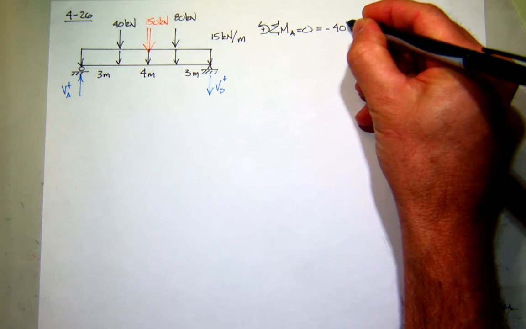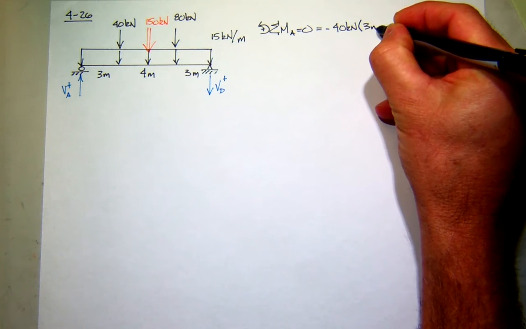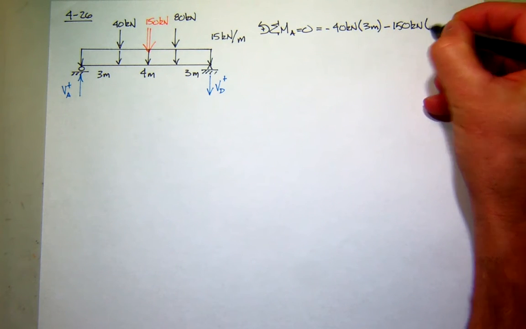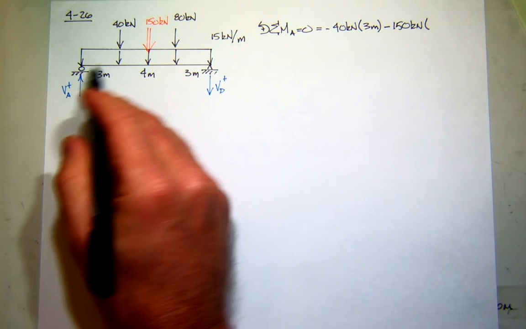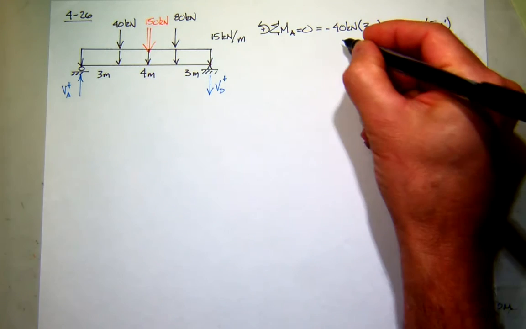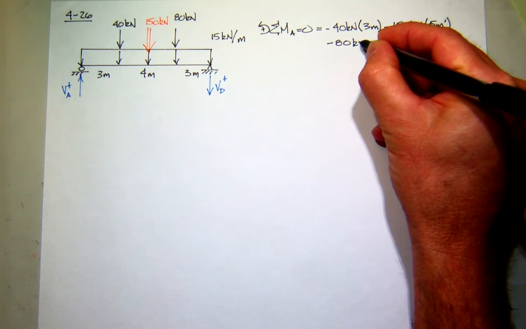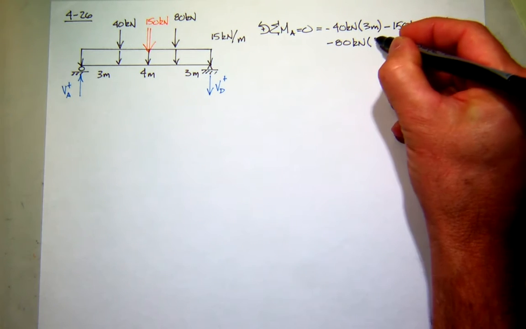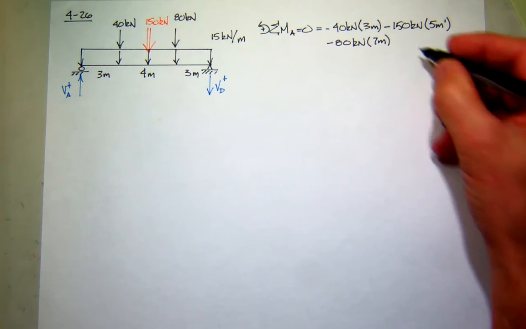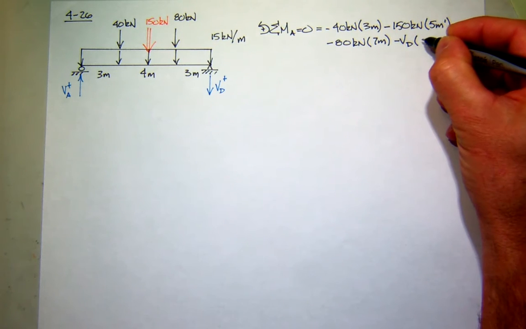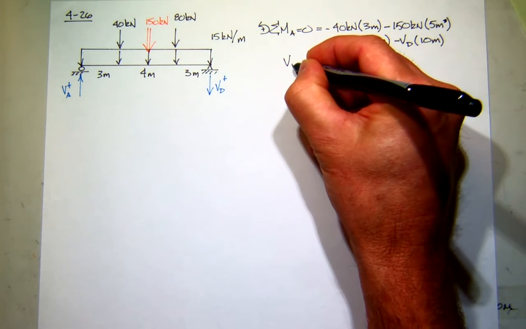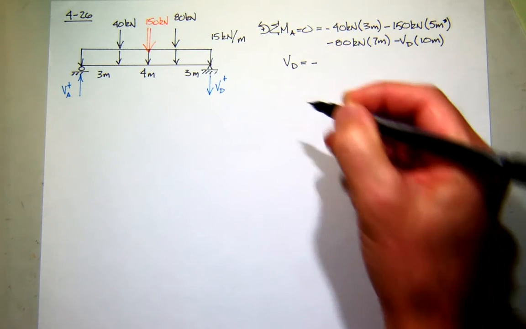Okay, so the first one will be 40 kilonewtons times a moment arm of 3 meters. The concentrated equivalent force is 150 kilonewtons times a moment arm of, let's see, it'll be half the distance, what is that, 5? And then the 80 kilonewton force, its moment arm is 7. And then even the shear force, the way I've drawn it, creates negative moment, and it has a moment arm of 10.